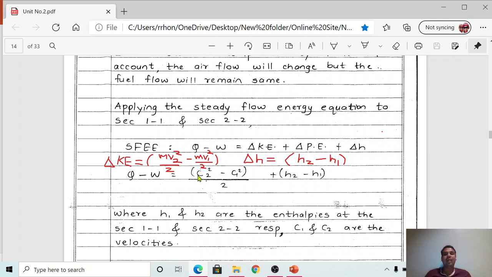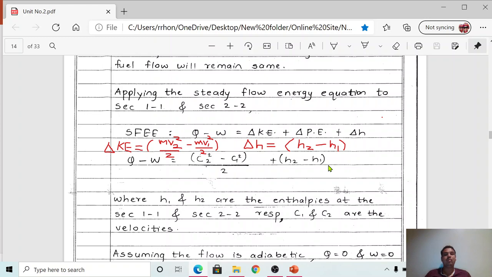Now replacing these values, we can rewrite the equation: heat minus work, Q minus W, is equal to mv2 squared by 2 minus mv1 squared by 2, which is the change in kinetic energy. The 2 in the denominator is common, so we can write C2 squared minus C1 squared by 2, where instead of V we have used the letter C for velocity, plus H2 minus H1, which is the change in enthalpy. M is the unit mass we are considering, equal to 1. So we can write directly C2 squared minus C1 squared by 2 plus H2 minus H1. Hope you understood how we write this equation.